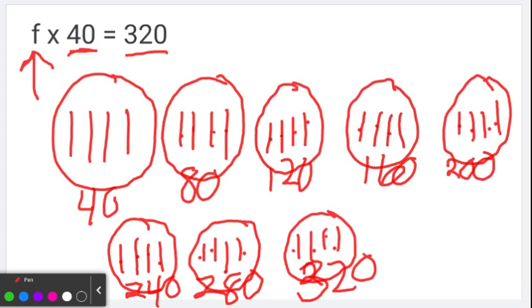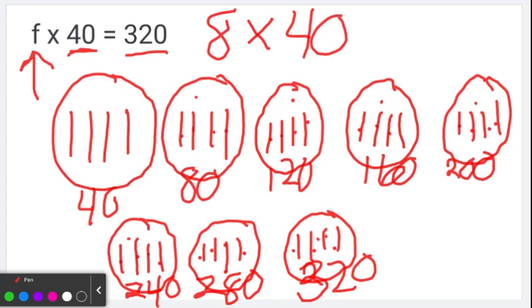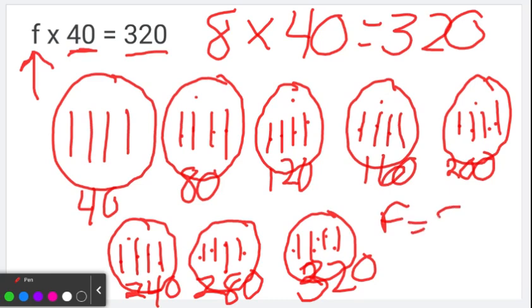So now, since we already know how many are in each group, we were putting 4 tens in each group, we need to see how many groups we made. We made 1, 2, 3, 4, 5, 6, 7, 8. So 8 times 40 equals 320, which means F equals 8.